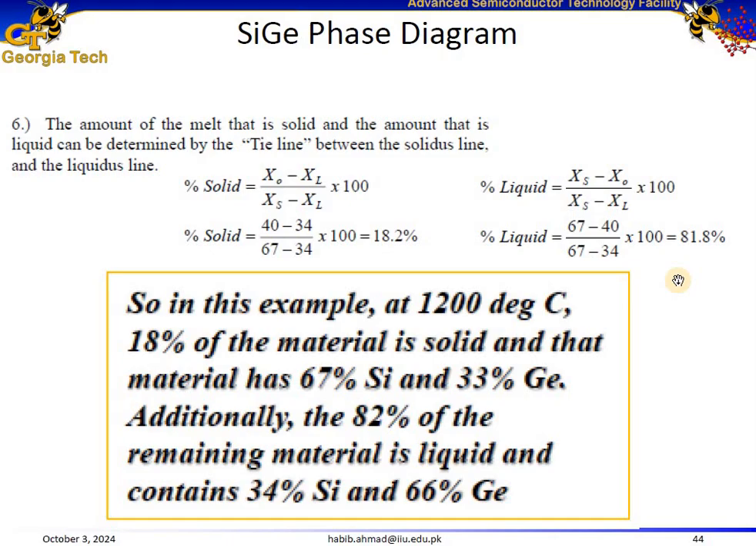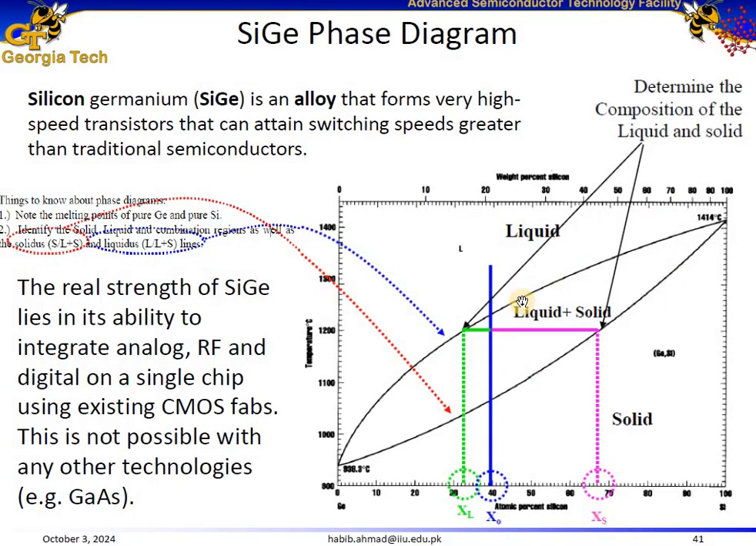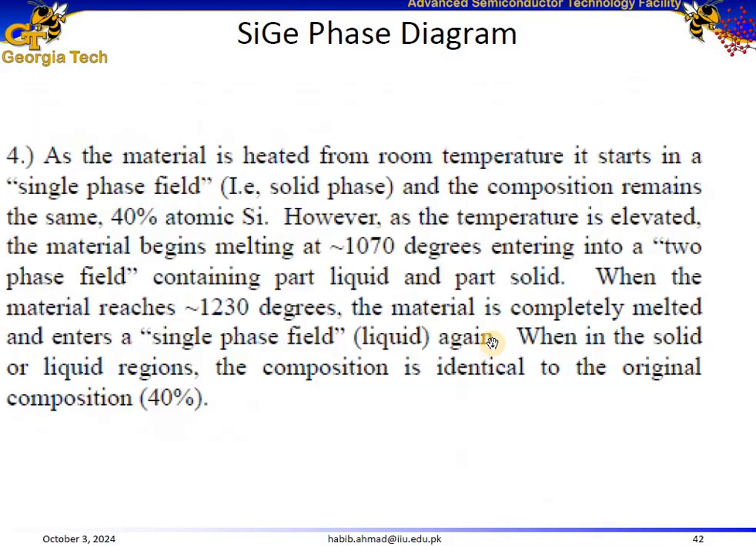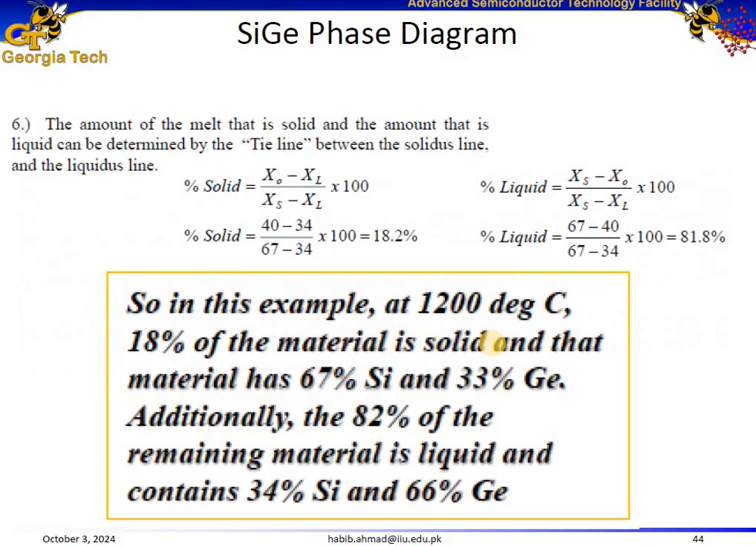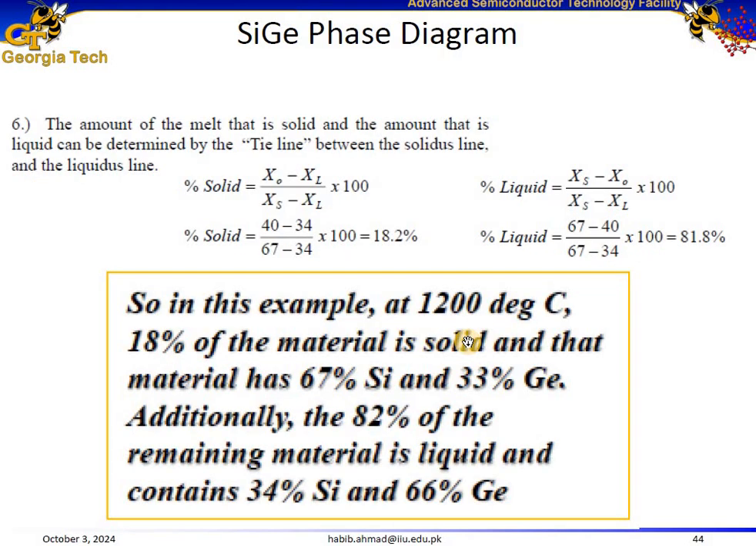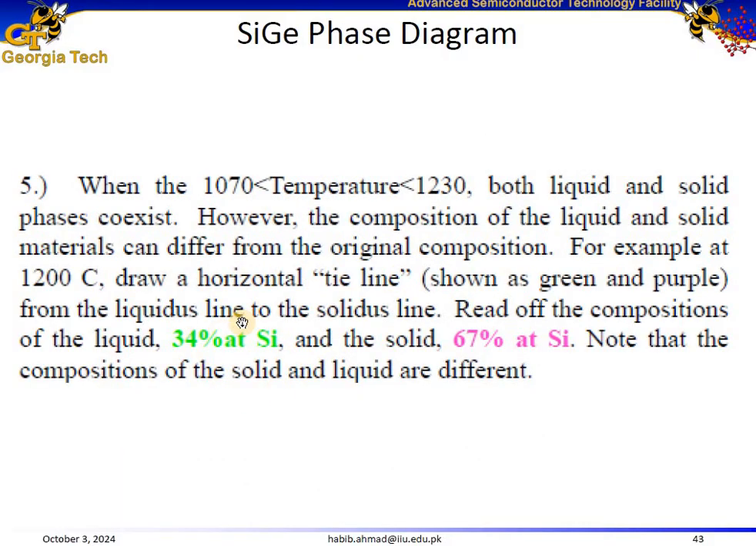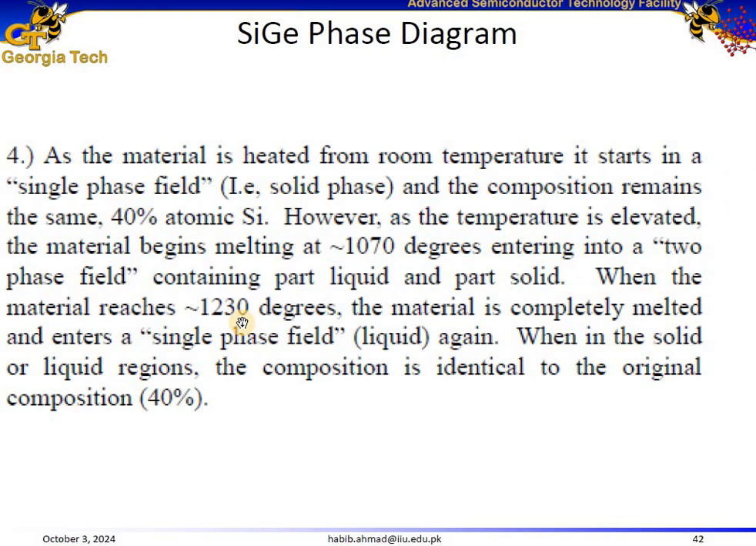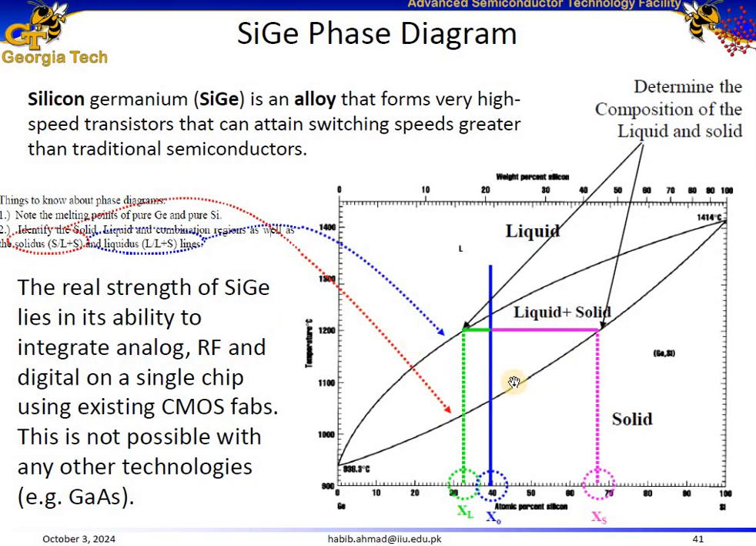So once again, to summarize, we are in the mixed phase, and part of the alloy is going to be solid and part is going to be liquid. 18.2% of the alloy is solid, and out of that solid material, 67% is silicon. Similarly, 81.8% of the material is liquid, and out of that 81.8%, 34% is silicon. So this is how you approach this problem.